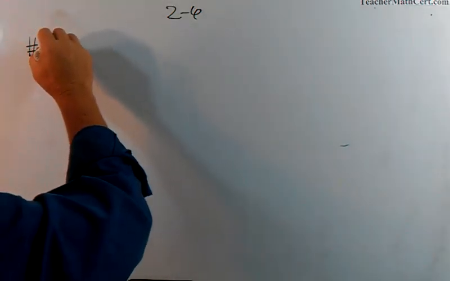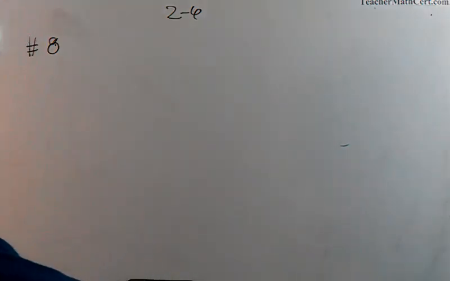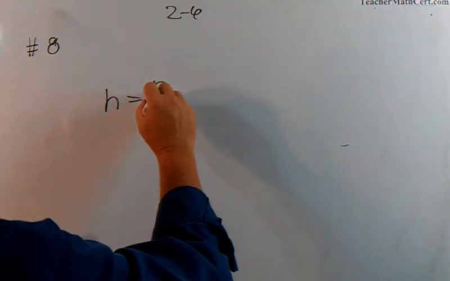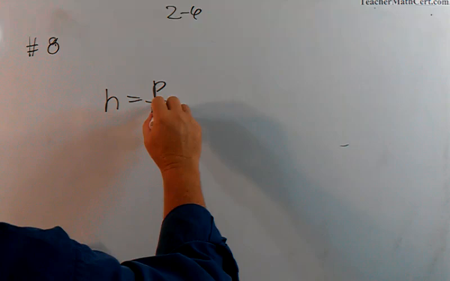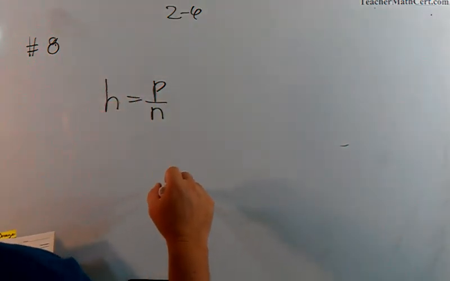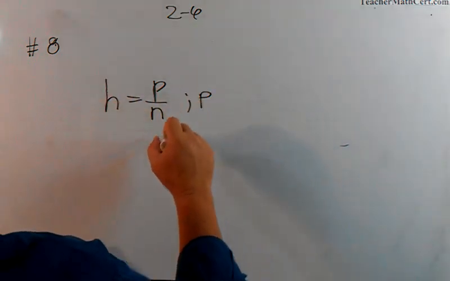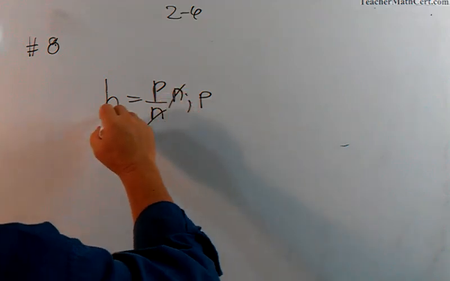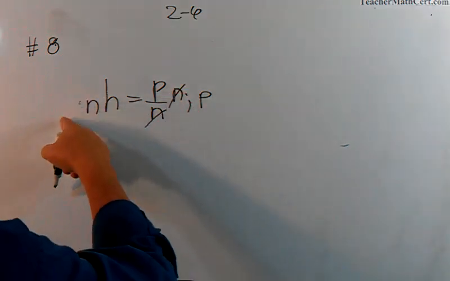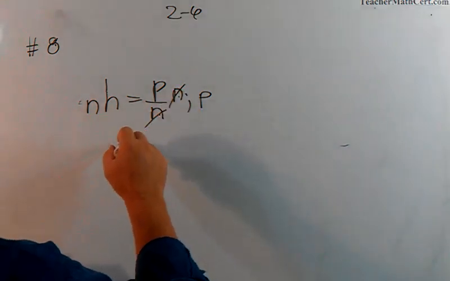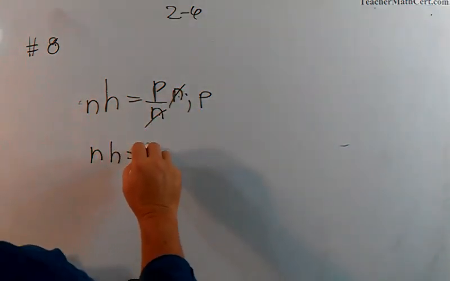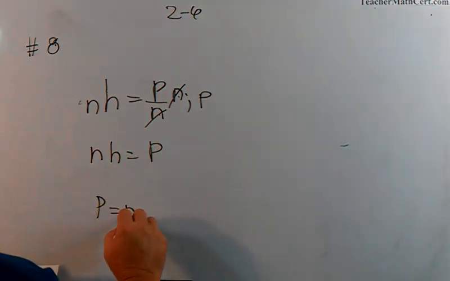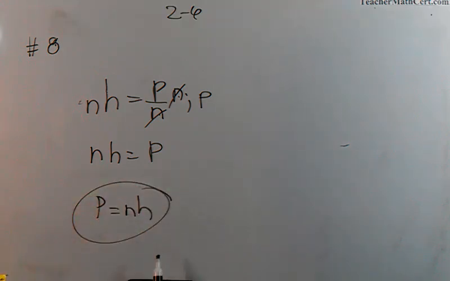Number 8, sorry. Number 8, where are we at? H equals P over N. Make that H a little bit longer like that. We're solving for P. Multiply both sides by N, right? Those cancel. We're left with NH is equal to P. You can rewrite this as P is equal to NH. That's your answer.